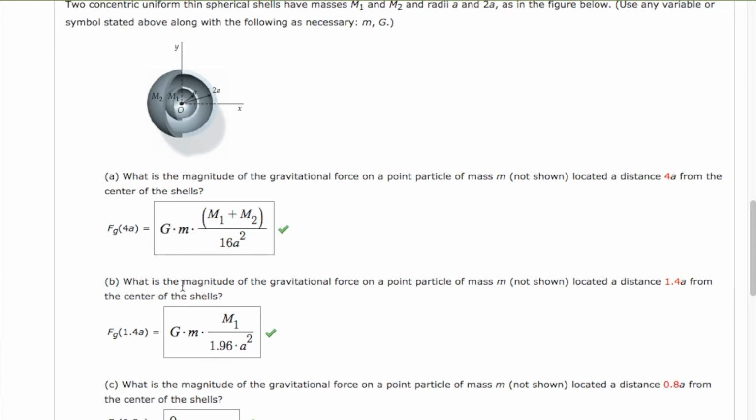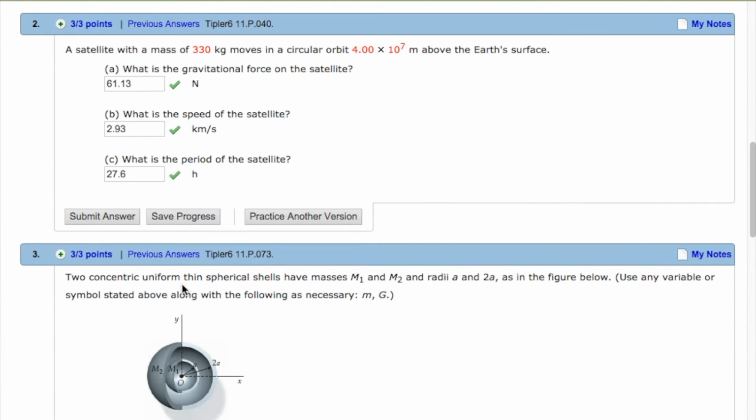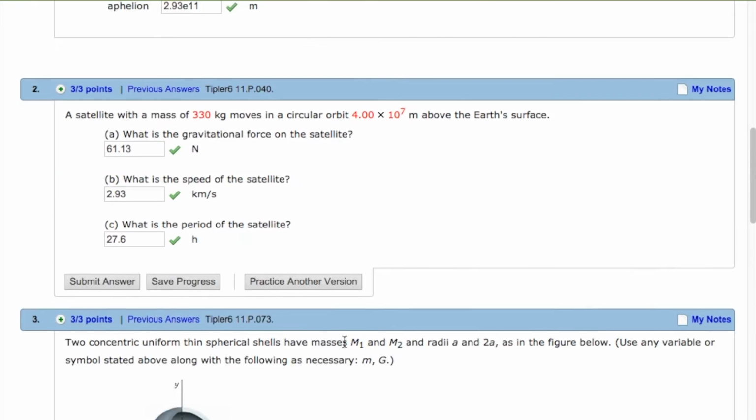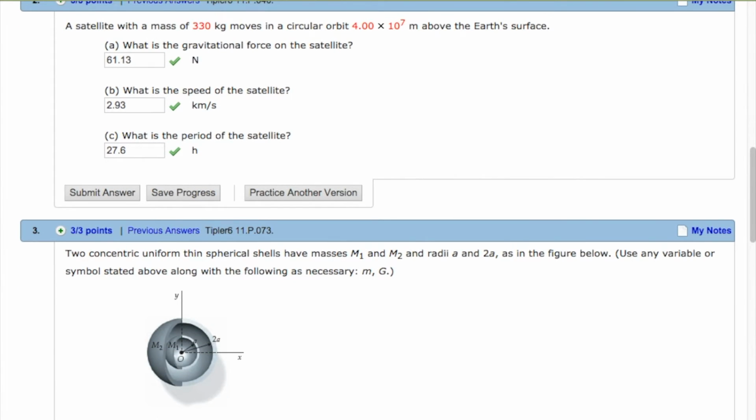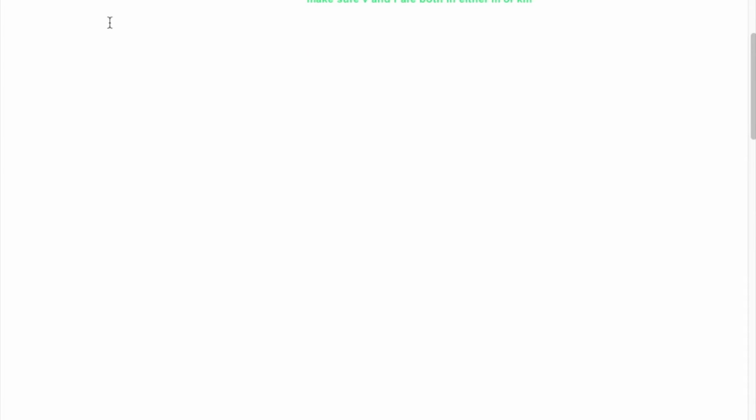Okay, number 3. Two concentric uniform thin spherical shells have masses m1 and m2 and radii a and 2a as shown in the figure below. Use any variable or symbol stated as necessary. For problem A: What is the magnitude of the gravitational force on a point particle of mass m, not shown, located at a distance of 4a from the center of the shells? So let's take a look at what we're looking at.